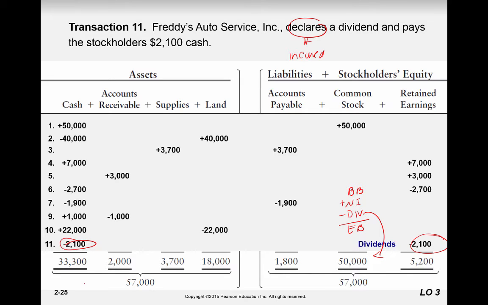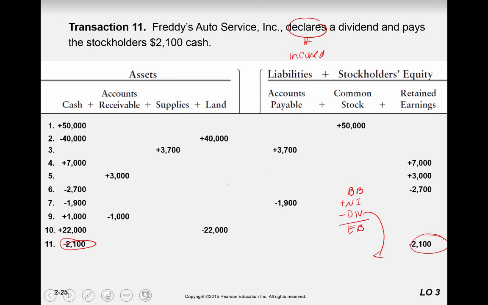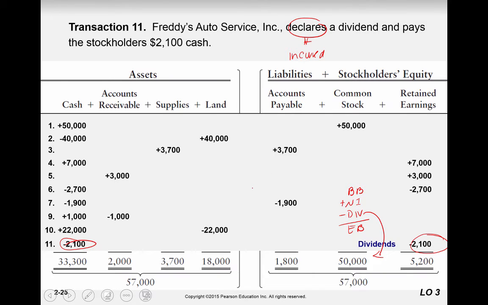And then you see our totals. And the key is that they both equal $57,000. So perfect. We've recorded all the transactions. At least our debits and credits equal. Our left side equals our right side of the equation.